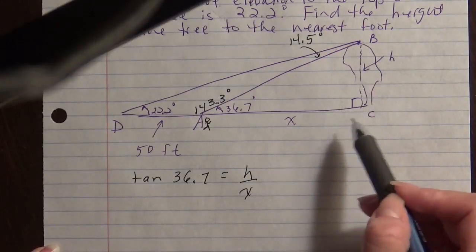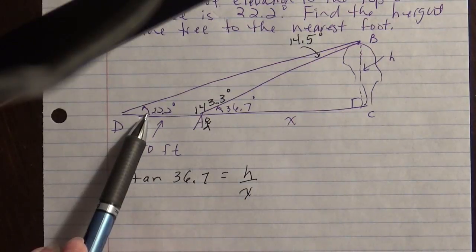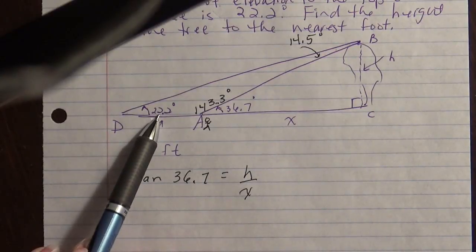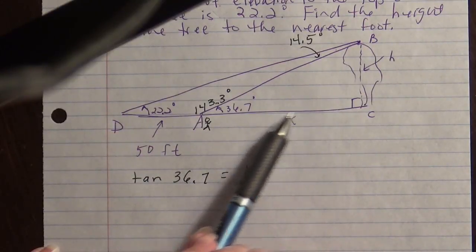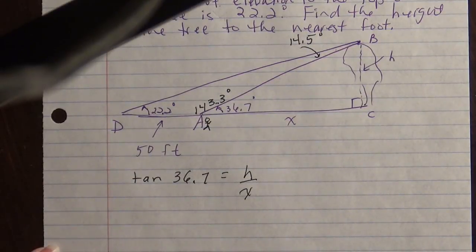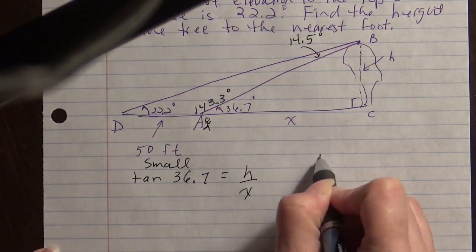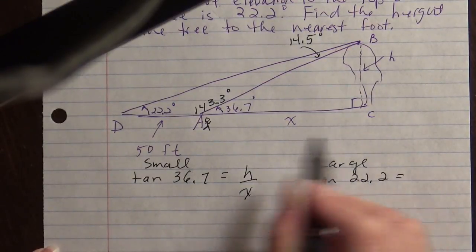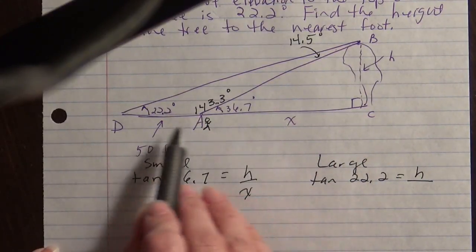We can do the same thing with the larger triangle. We know that tangent of this angle, 22.2, is equal to, now I'm looking at the large triangle, opposite, so h over this side. Now how are we going to describe that long side? It's going to be x, and then there's another 50 feet here that we have to include. So this is for the small triangle, and this is for the large triangle. We can say that tan 22.2 equals h, which is opposite, over adjacent, which is going to be x plus 50.